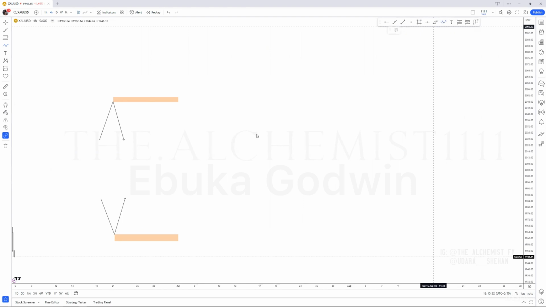And then there's another one. It is something like this. What is this? This is a resistance, right? That's a resistance right there, as I told you. Now, what if the resistance is broken? Once the resistance is broken, it turns into a support. Remember that.